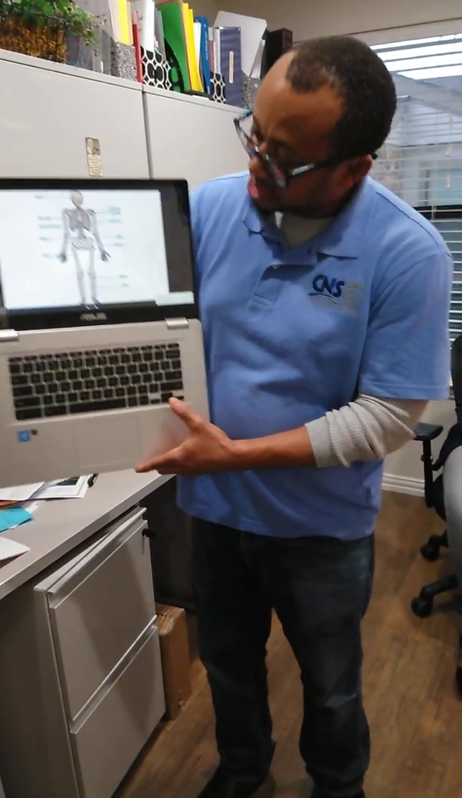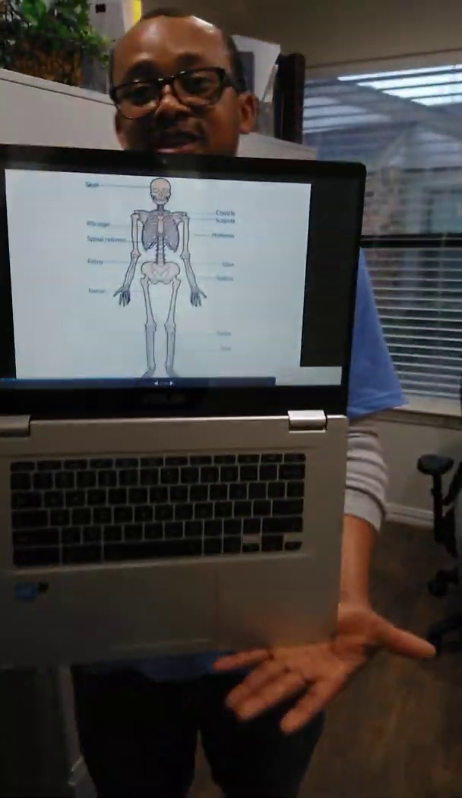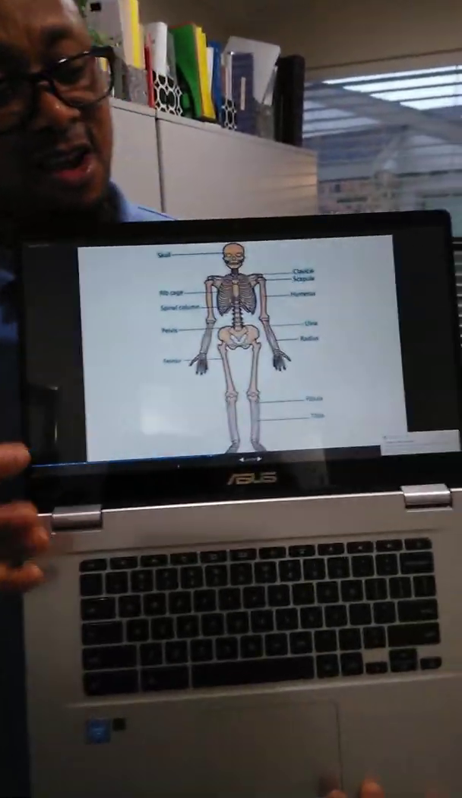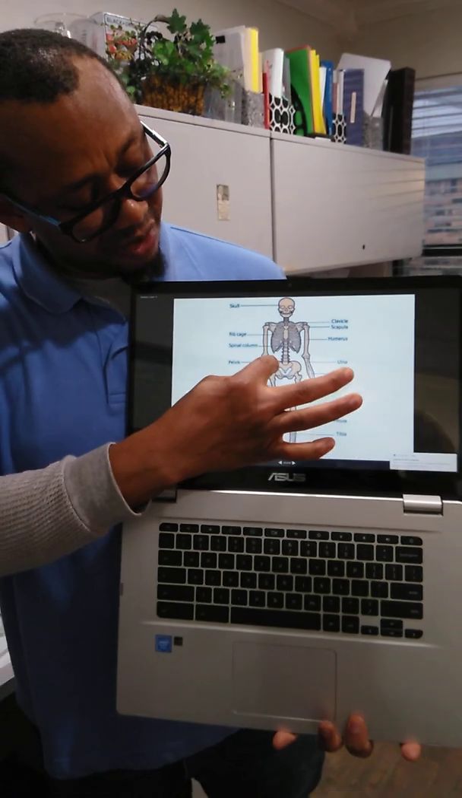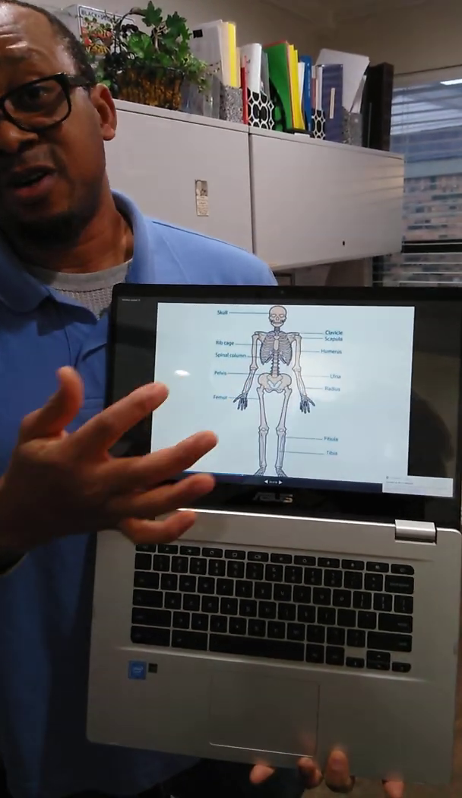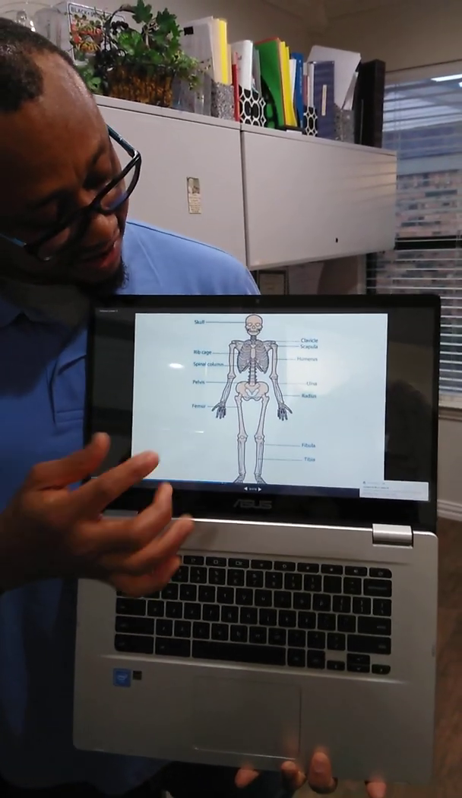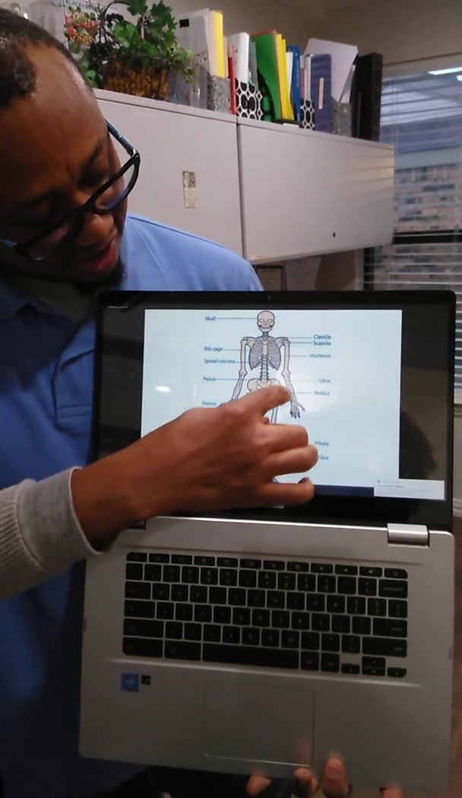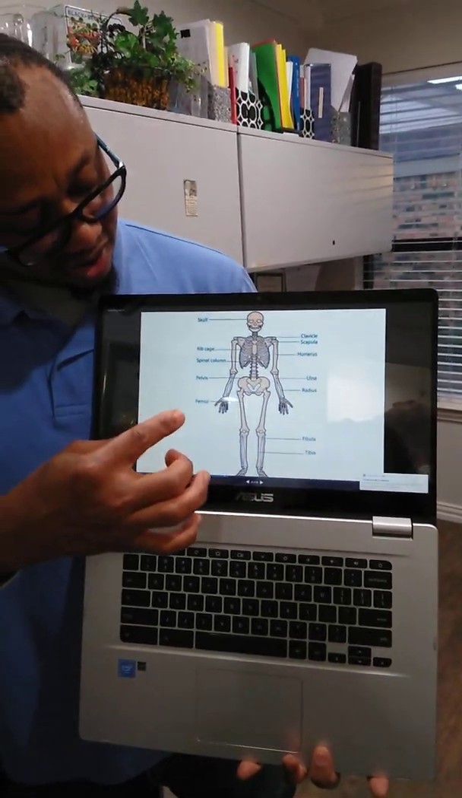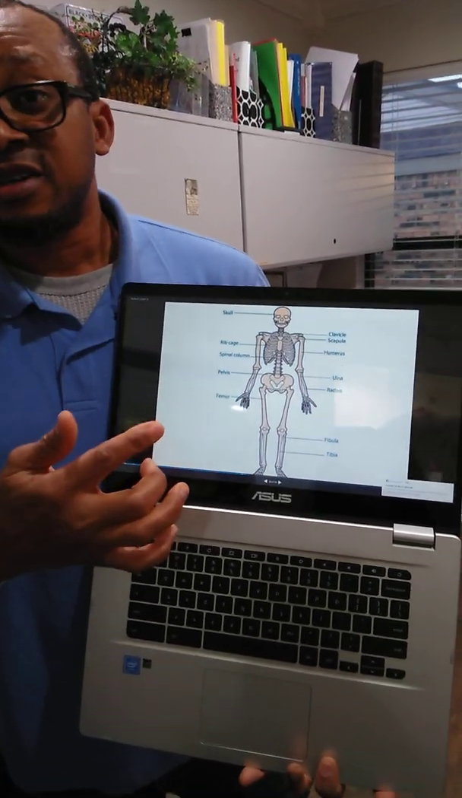Okay? And before I let you go, this is the full human skeleton. From the cranium to the ribs to the vertebrae, we call those the axial skeleton. And then the appendages, as you can see, the limbs are there, we call them the appendicular skeleton.